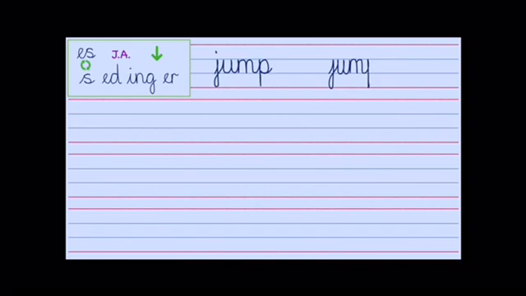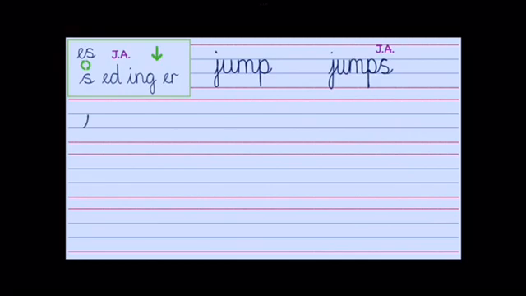And we add suffix s. Jumps. Just add... jumped. He jumped over the ball.